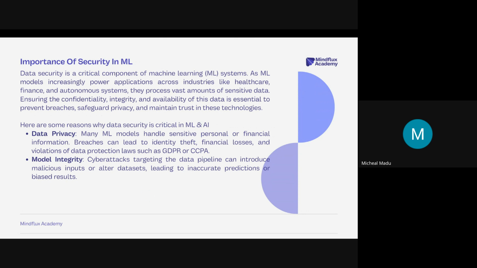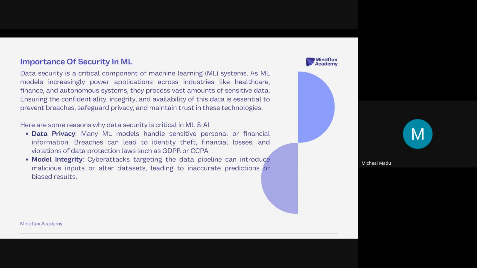Your bank accounts, your passwords, your pins, everything. These are all data that they are using to train models. Everything we generate is data that can be used to train models. Now, ensuring the confidentiality, integrity, and availability of this data is essential to prevent breaches, safeguard privacy, and maintain trust in these technologies. Here are some reasons why data security is critical in ML and artificial intelligence.